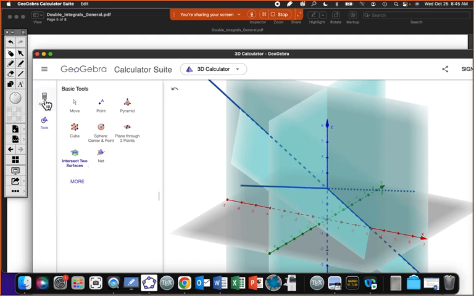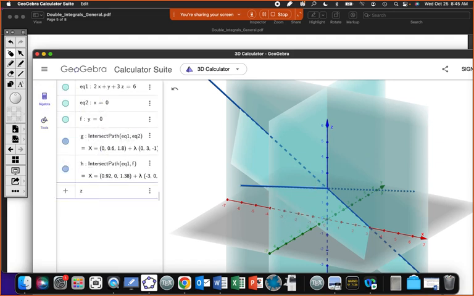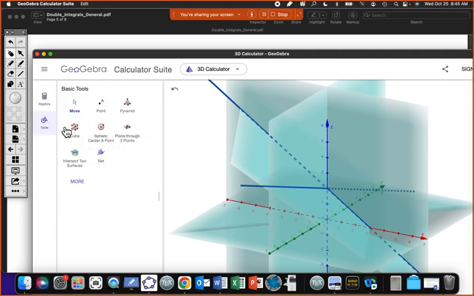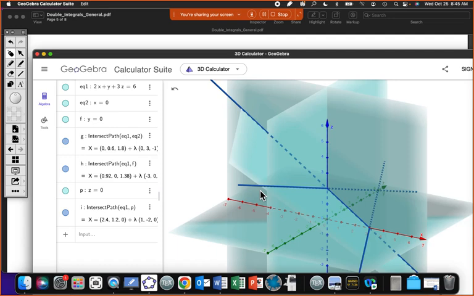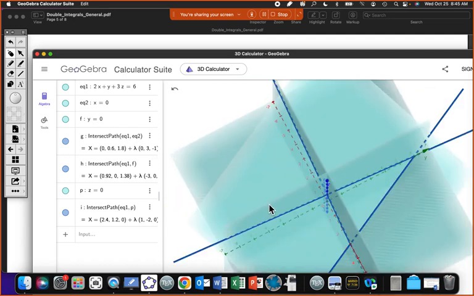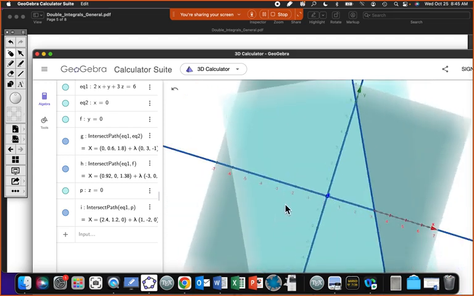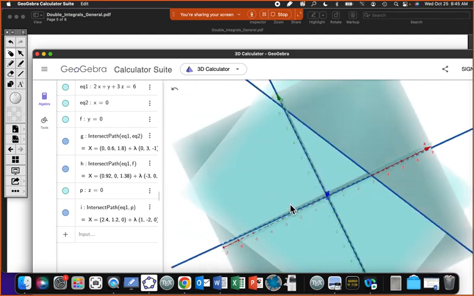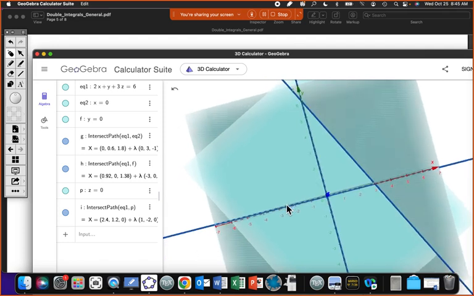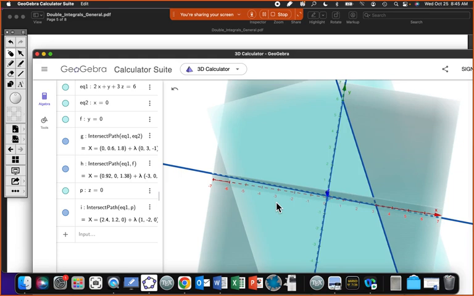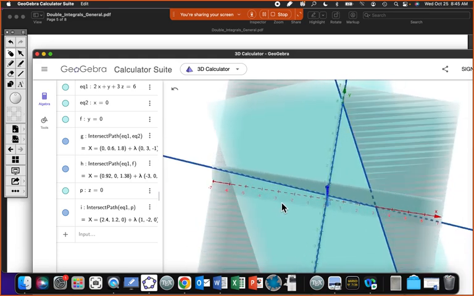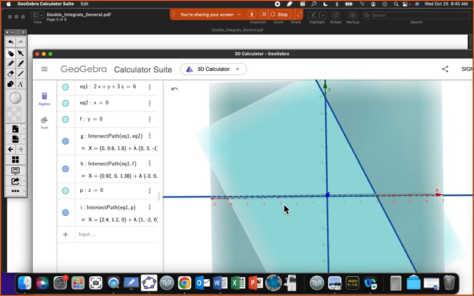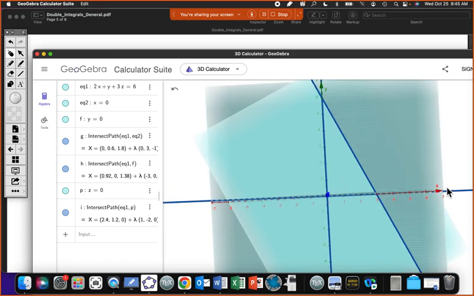There we go. We will put z equals 0 in there. Intersect surfaces. There we go. And now if we look at it, there we go. So here's the x, here's the y, there's the region R.